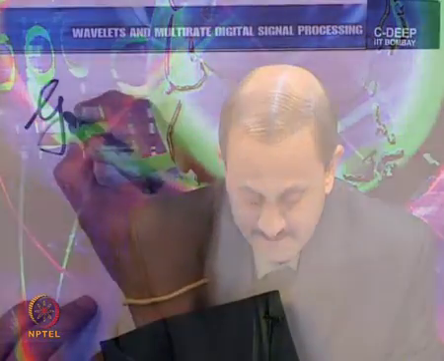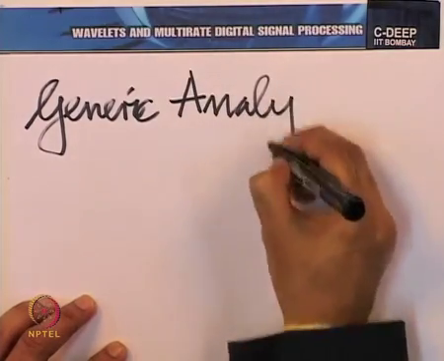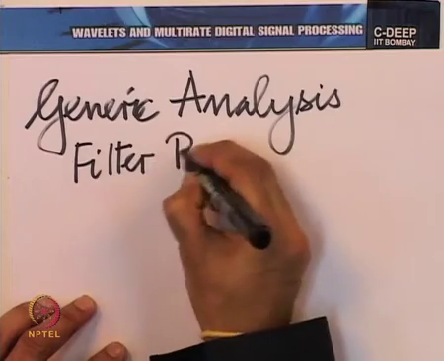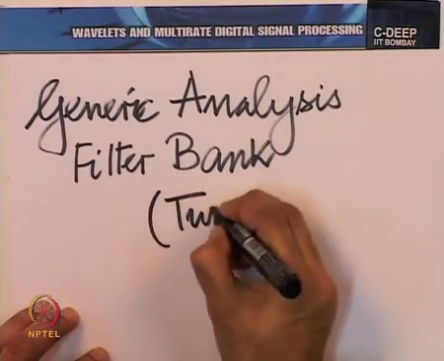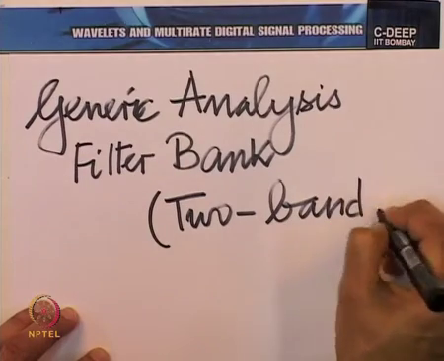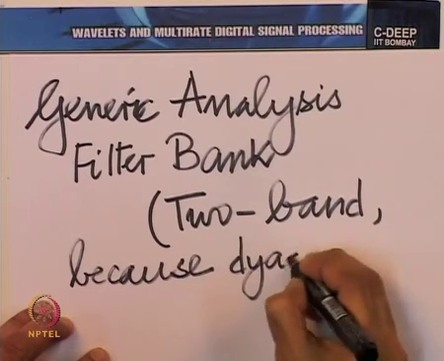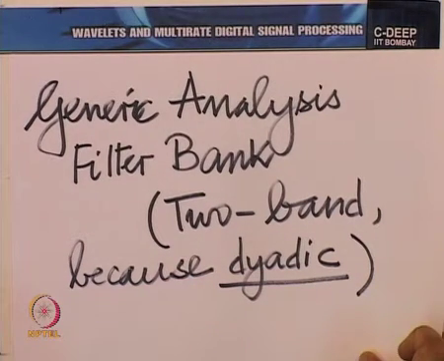So, you see, let us consider the generic structure for the analysis filter bank first. Incidentally, we should be talking about a two-band filter bank here, and that is because we are talking about dyadic MRAs here. Recall that dyadic refers to powers of two changes. So, what we are talking about is the generic structure first of a two-band analysis filter bank.